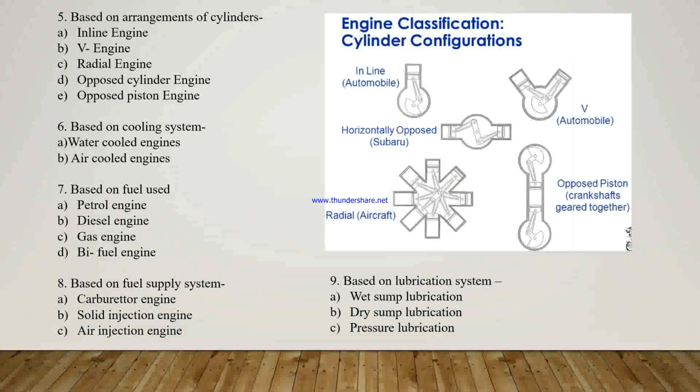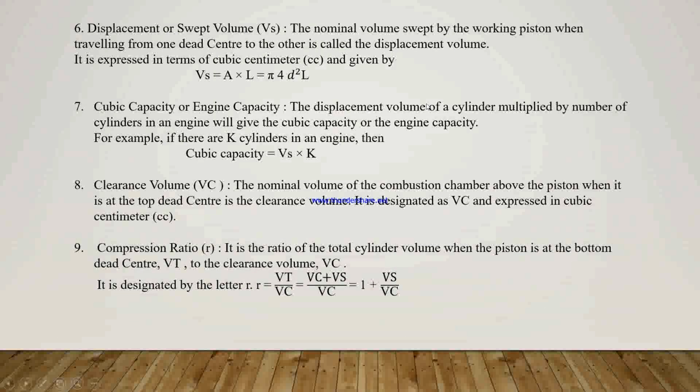Next type is based on the arrangement of cylinders. There are 5 types, that is inline engine, V engine, radial engine, opposed cylinder engine and opposed piston engine. Here in this figure, the engine classification by cylinder configuration is shown. First is the inline engine. In an inline engine, all the cylinders are arranged with their axes parallel and transmit the power to a single crankshaft.